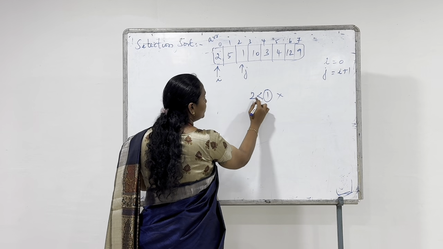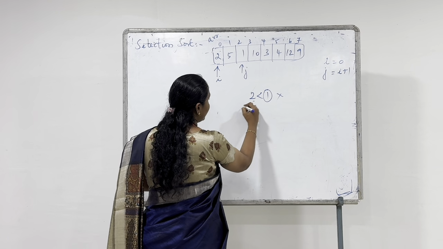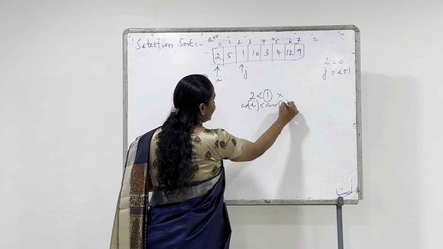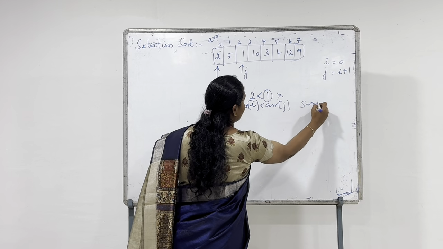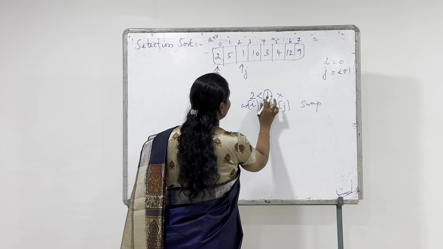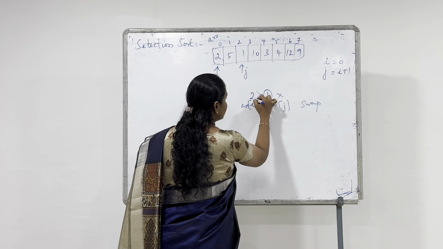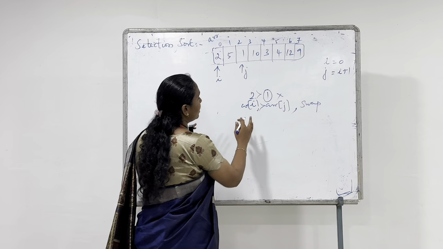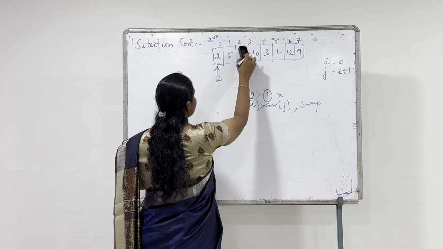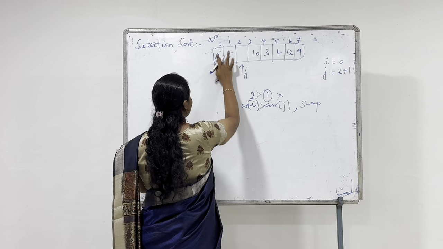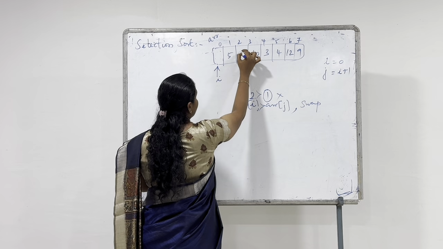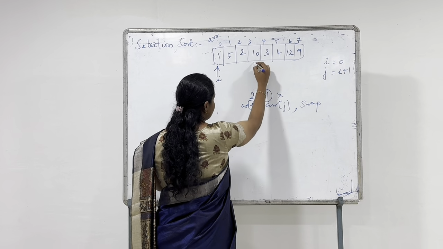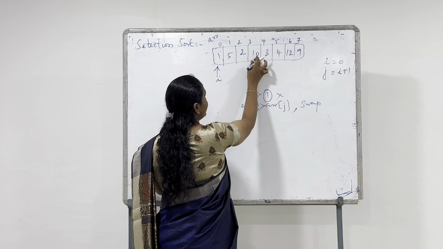If ARR of I is less than ARR of j, this is not true. It is greater, so swap. Swap both ARR of I and ARR of j. So this is 2 and this is 1. Then again increment j and compare the next value. 1 is lesser than 10, so no change.